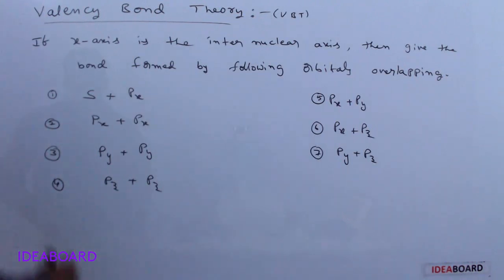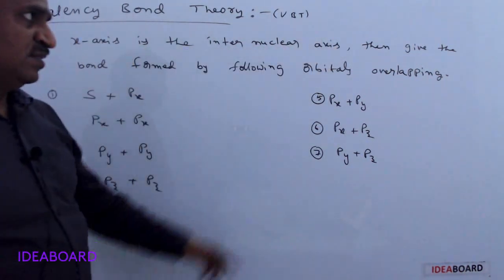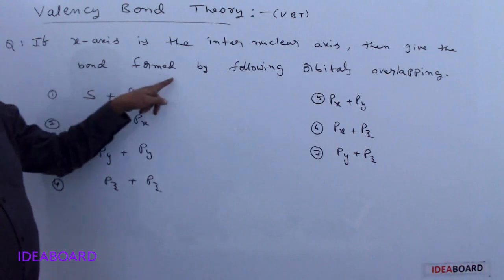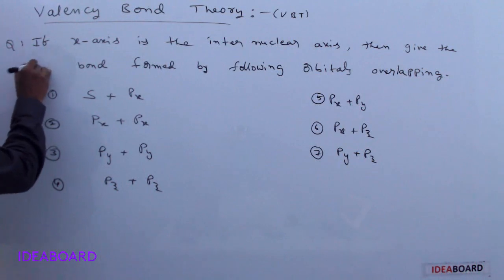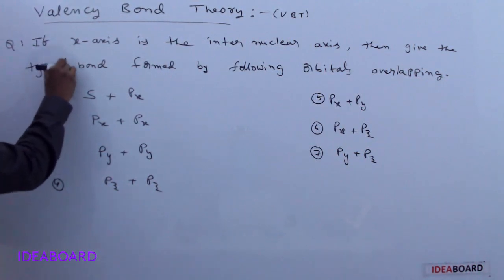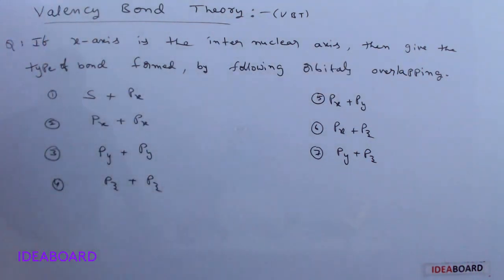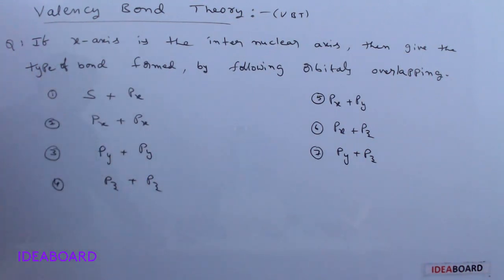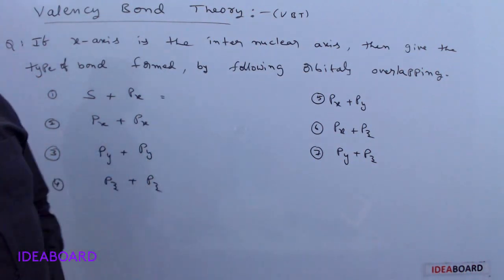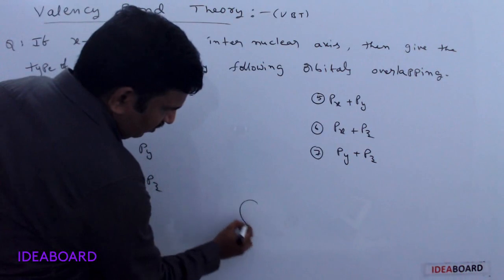See this question. If the x-axis is the internuclear axis, then give the type of bond formed by the following orbitals overlapping. The following orbitals overlapping means an s orbital and a px orbital are overlapping. What type of bond is formed? Either it is a sigma bond or a pi bond. Tell me. So s and px orbital overlapping. Here I am taking the s orbital. This is the s orbital.